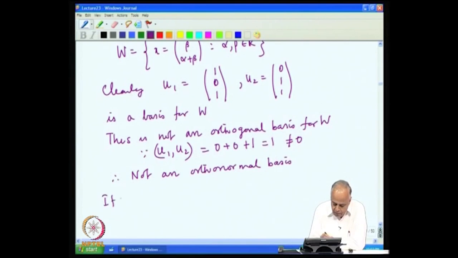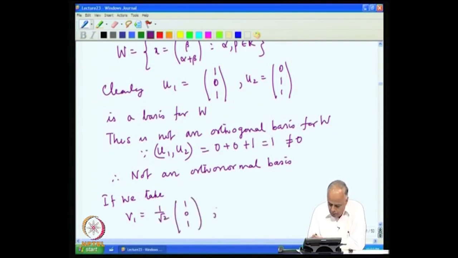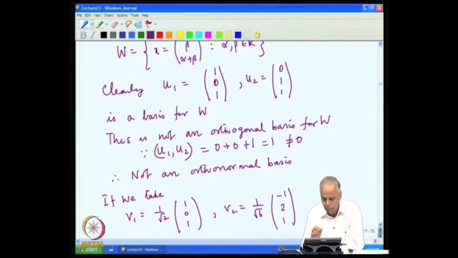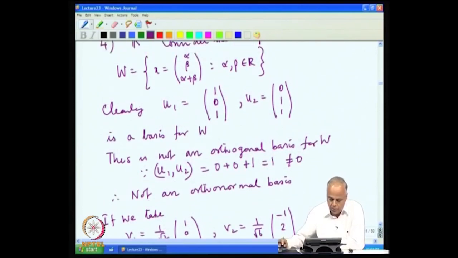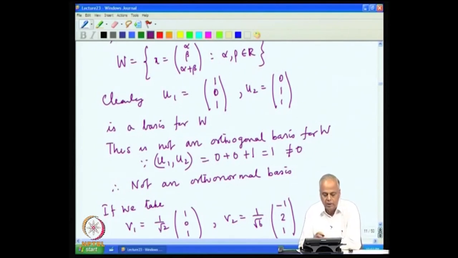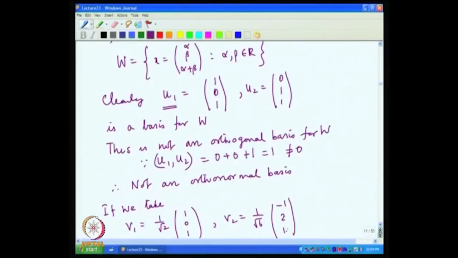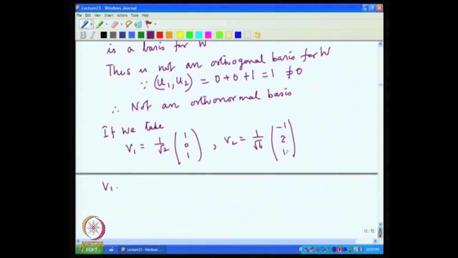However, if we take V1 equal to 1 by root 2 (1, 0, 1) and V2 equal to 1 by root 6 (-1, 2, 1), we see that V1 belongs to W, because V1 is simply a 1 by root 2 multiple of the vector U1 we have here, and since U1 is in W, any multiple will be in W. V2 is a vector in W. Why? If you look at (-1, 2, 1), the third component is the sum of the first and the second, and therefore this belongs to W, and any multiple of that will belong to W, and therefore V1, V2 belong to W.